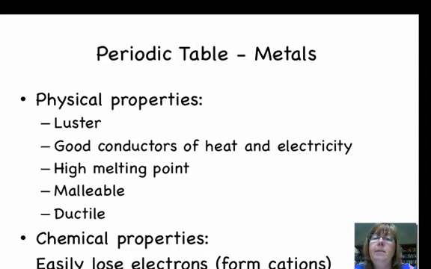They're malleable. That's a physical property of metals, which means that you can kind of mold them or you can bend them into another shape. And they're ductile, which means you can draw them into wires. Their chemical properties, they can lose electrons easily to form cations, and they corrode easily.